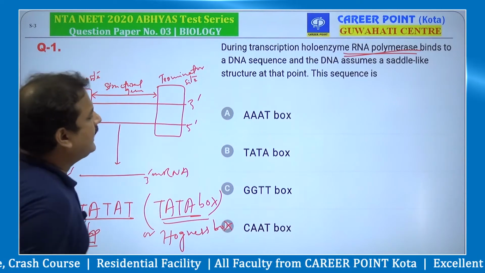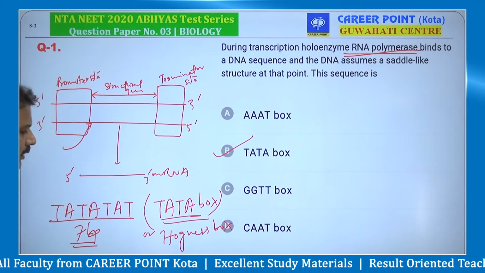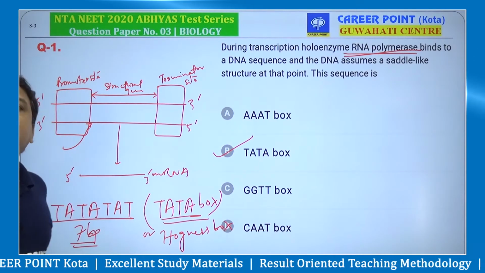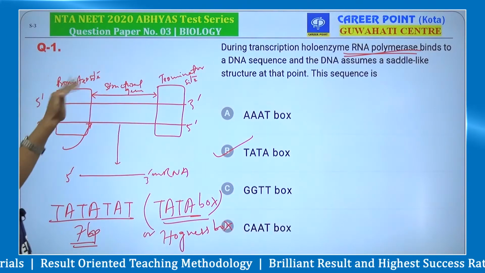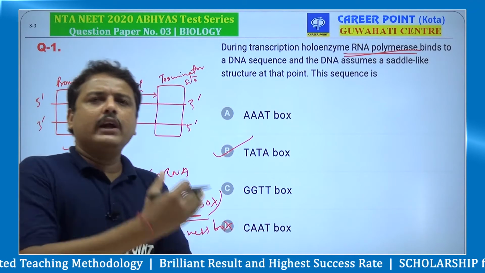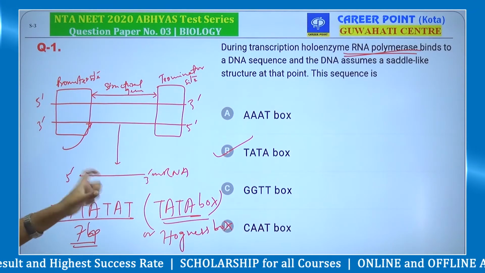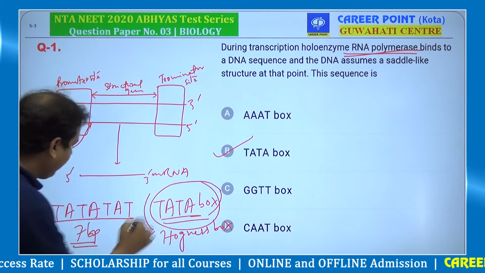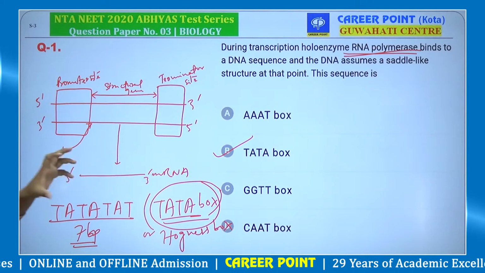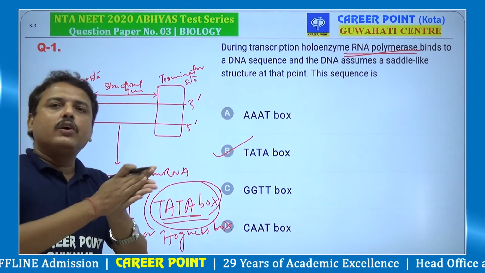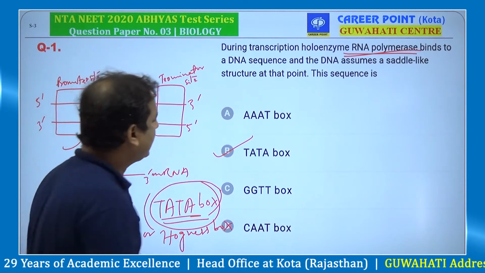So here you see the answer is given: Tata box. Please remember, this Tata box or Hogness box is not mentioned in your NCERT book. It just simply says that the promoter site has a sigma factor where the RNA polymerase attaches. But remember, that factor is also there, but the Tata box, that 7 base pair sequence, ultimately recognizes the attachment of RNA polymerase to the promoter site. So here the answer is Tata box.